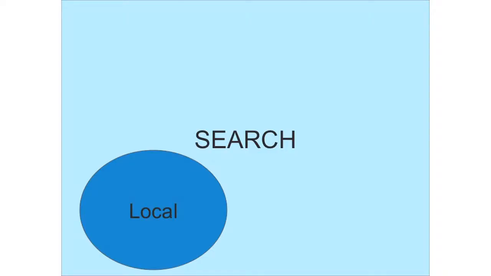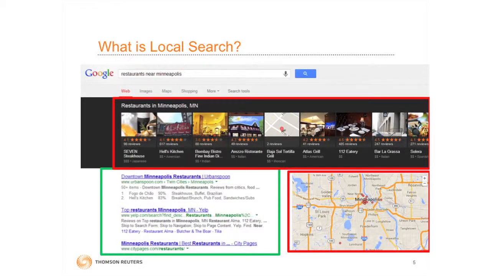So for purposes of today's discussion, it can be very helpful to think about local search as a subsegment of search in general. So when we say local search, what are we talking about? Well, local search is when a person is looking for a physical place. So in this example, I've done the search for restaurants near Minneapolis. If I perform this search, I'm looking for a place to eat in Minneapolis, right?